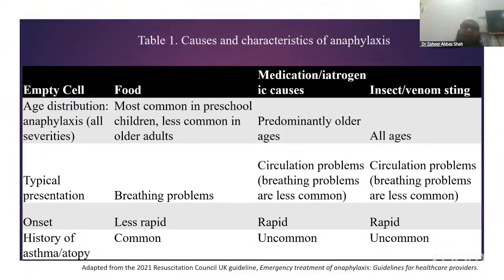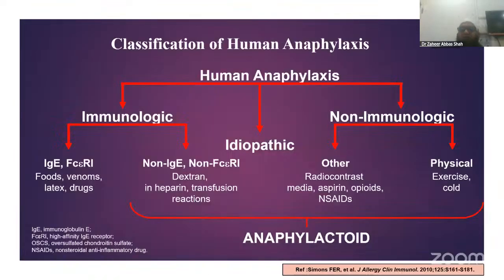So, causes and characteristics of anaphylaxis. Food is the most common culprit agent in the pediatric age group, and medication and iatrogenic causes are in the older ages. Insect venom sting can occur in all ages. Symptom-wise, breathing problems will be in food allergy anaphylaxis, and circulation problems will be in medication and insect venom sting. Onset is less rapid in food, while with medication and insect sting there will be a rapid occurrence of the reaction.